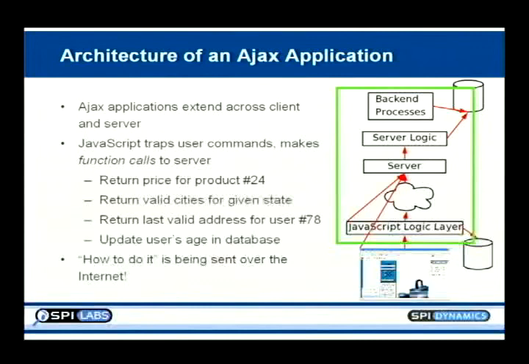So really what it's doing is it's making function calls in a way. It'll say things like, hey, give me the price for product ID 24. Or, say I'm looking at a mail portal, and there's a JavaScript, and every 30 seconds it fires off an AJAX request to find out if I have new mail. Or given the state, return all the valid cities there. Or, hey, database, tell me what the last known address was.